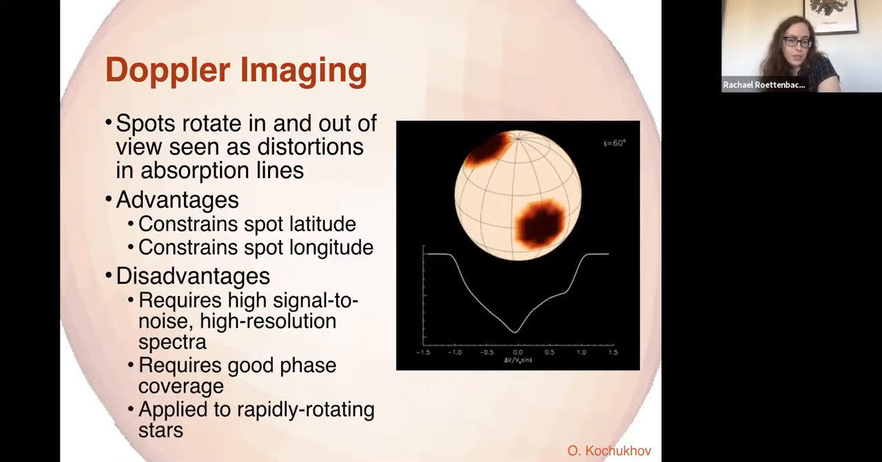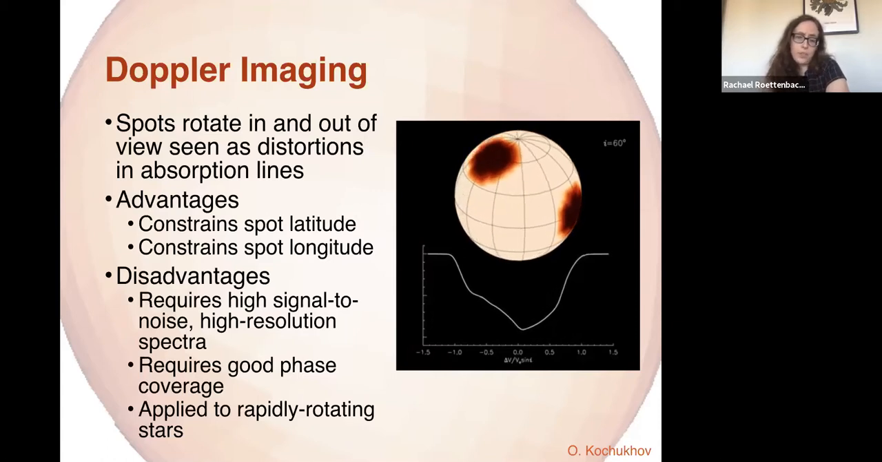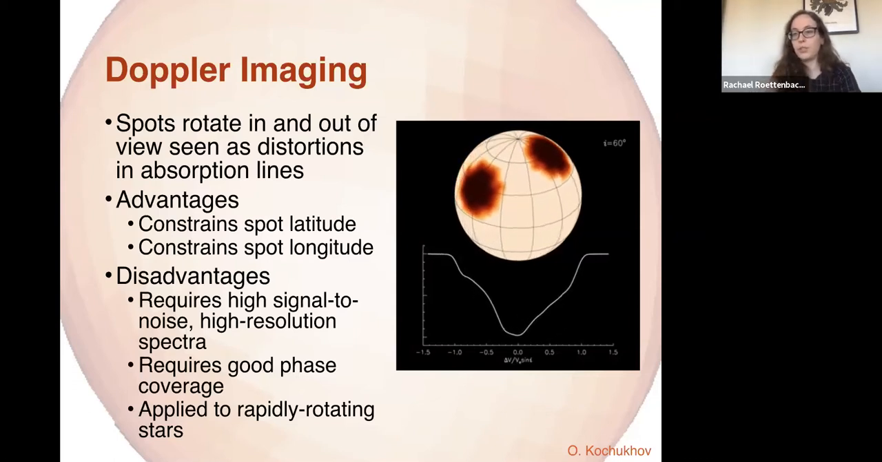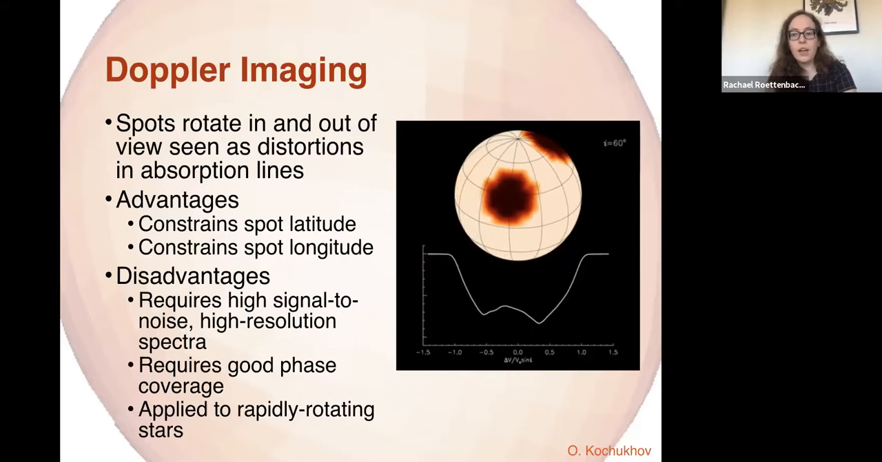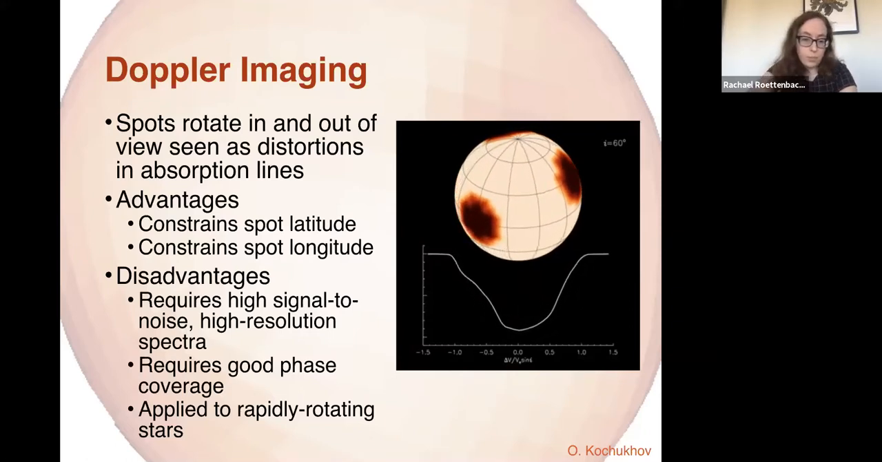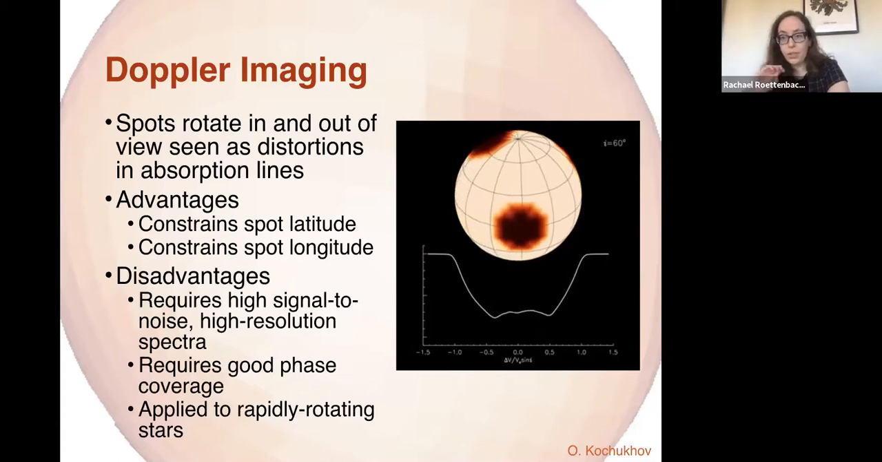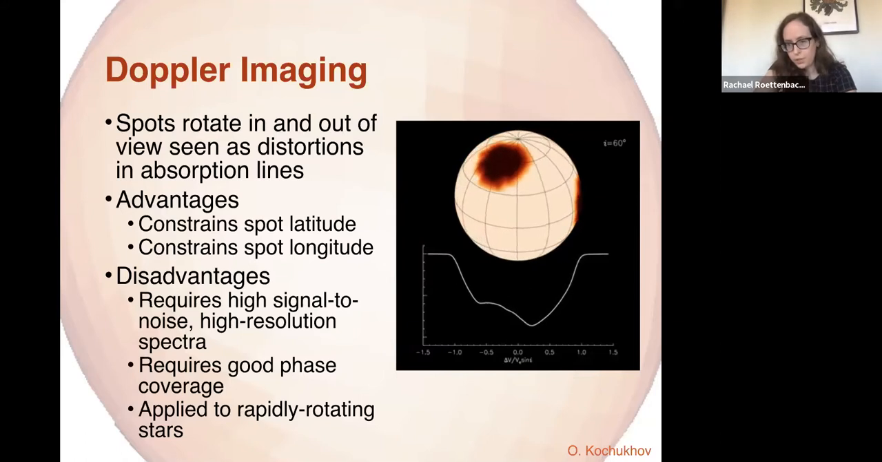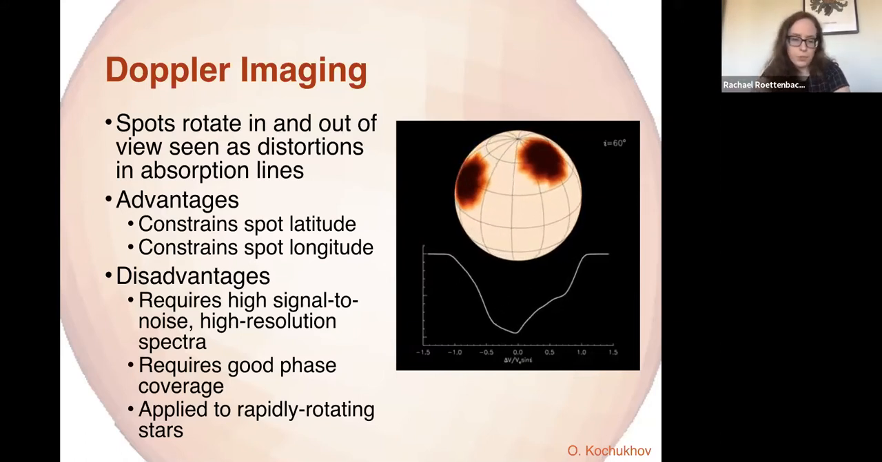The problem with this is that it requires a lot more observation. It's a lot more observationally expensive than the photometry because we need high resolution, high signal to noise observations. We need bright stars and we need big telescopes to be able to get high resolution spectra from them and have them be bright still and have the high photon count. And it also requires pretty good phase coverage in order to be able to see the different features and be able to reconstruct the surface.